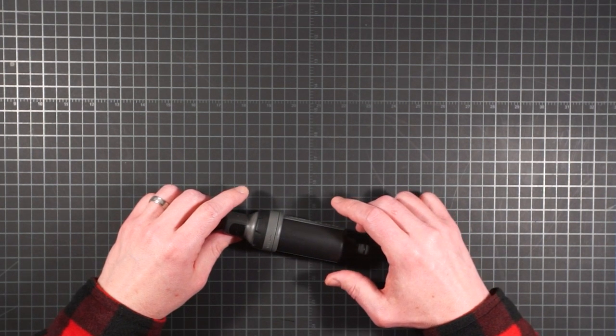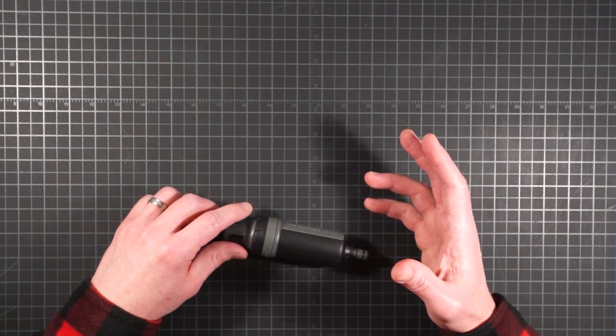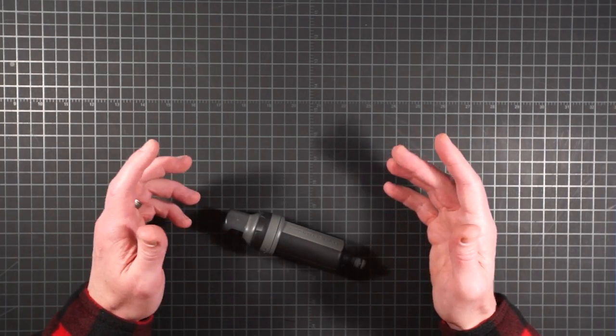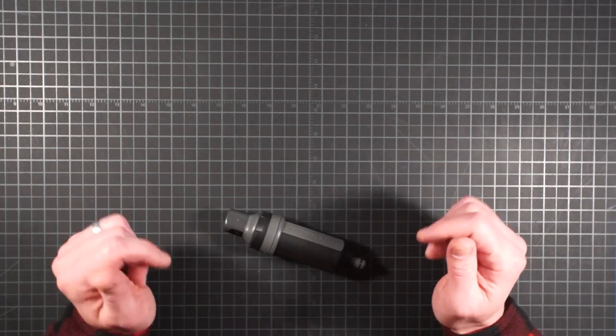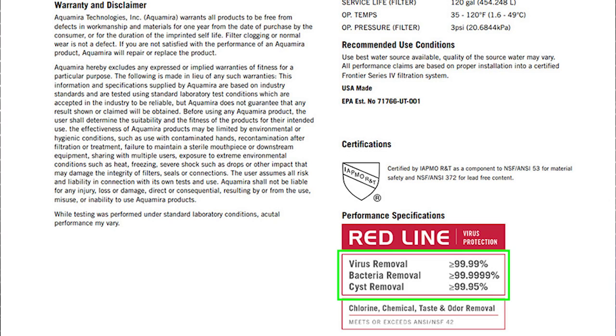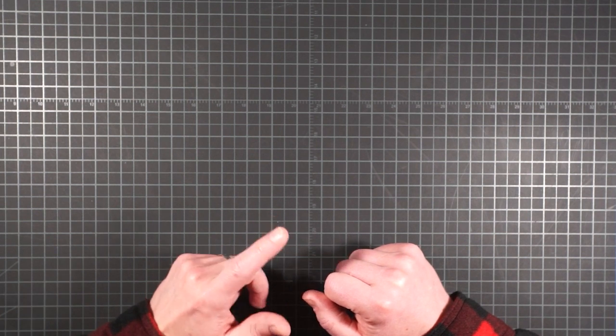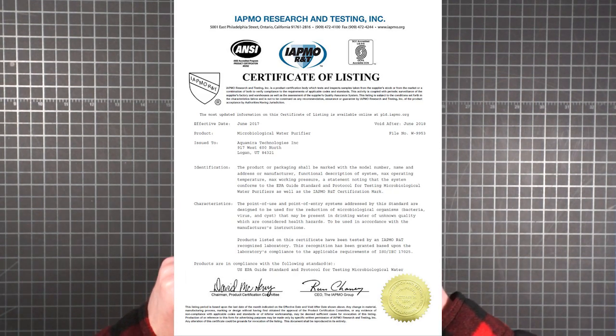I suspect that that's just fine for most wilderness water, but if you're sourcing from urban or agricultural areas, you might benefit from additional chemical protection. Pathogen reduction is said to meet the EPA standards for a purifier, with cyst removal being a half log higher than required. And speaking of certificates, here it is.